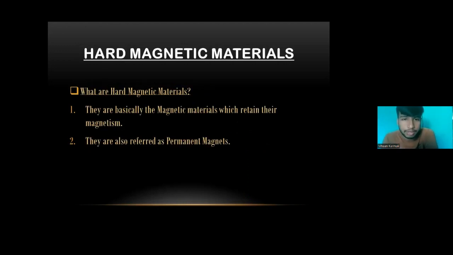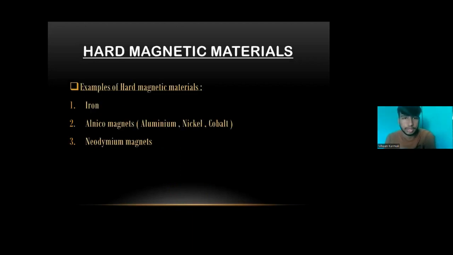So, now let's get a quick recap of whatever we have done so far. What are hard magnetic materials? They are basically magnetic materials which can retain their magnetism, and because of this property, they are also referred to as permanent magnets. These are some of the examples of hard magnetic materials, which include iron, which is the most common example. Then come the alnico magnets, which contain aluminium, nickel, and cobalt. And the strongest of these is the neodymium magnets.